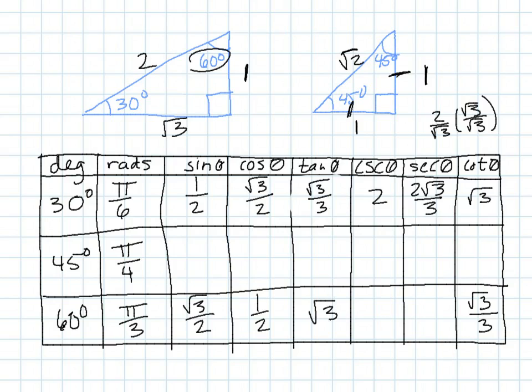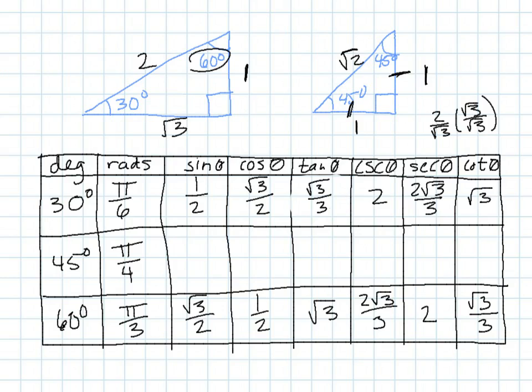Okay? And then, following that same pattern, cosecant of 60 will be the same thing as what the secant of 30 was, because they're interchangeable. So 2 square root of 3 over 3. And then cosine is the reciprocal of secant. It gives me 2.